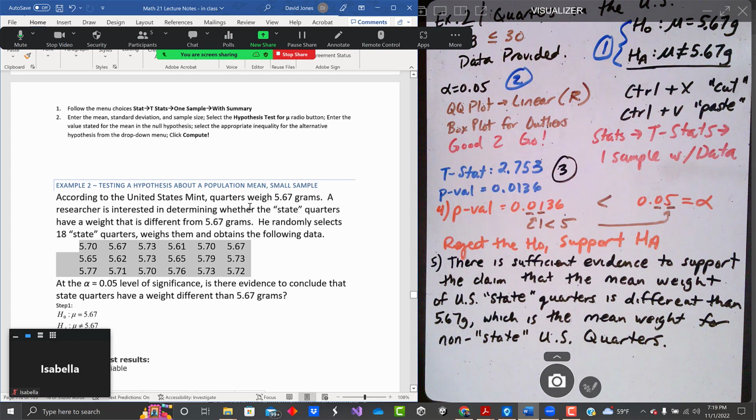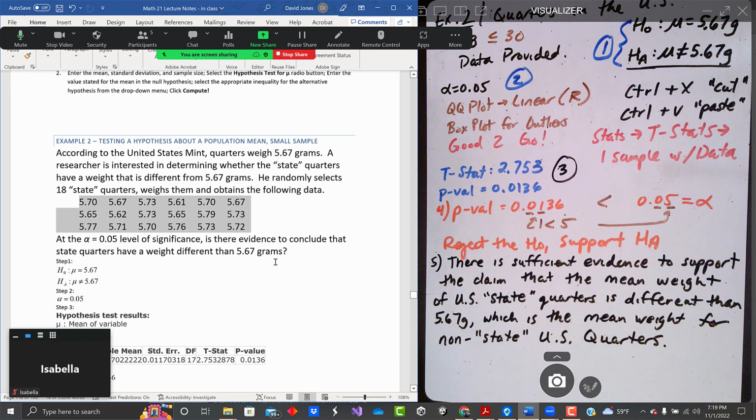Again, I can pull this information from the sentence. Is there evidence to conclude? No, there is sufficient evidence. Or yes, there's sufficient evidence to conclude that state quarters have a weight different than 5.67 grams.